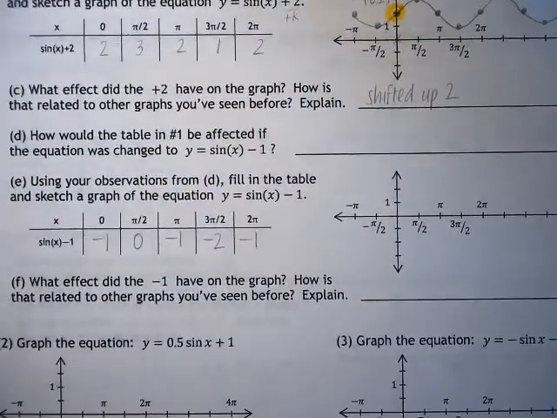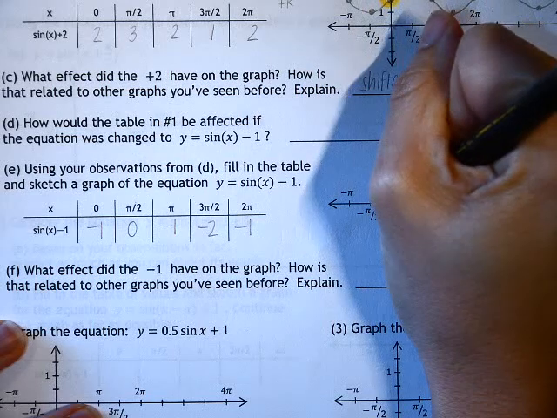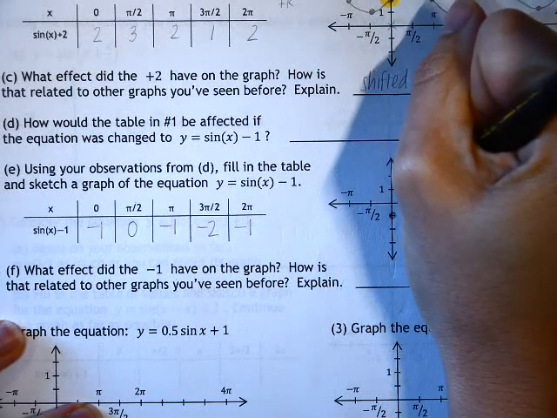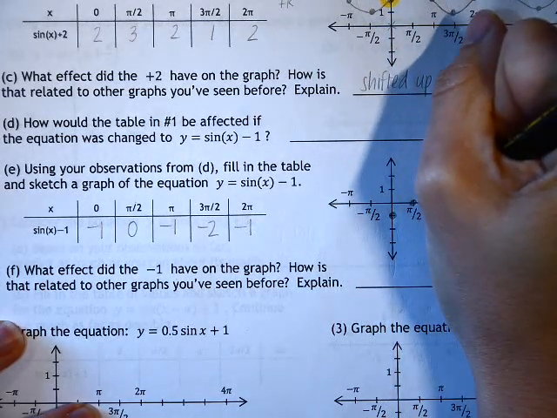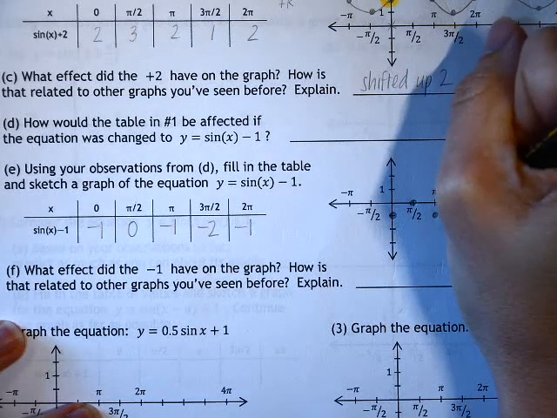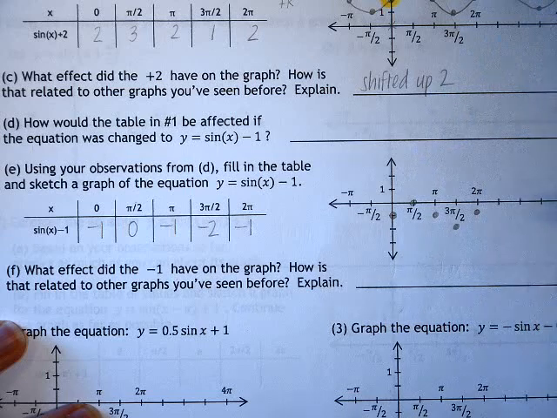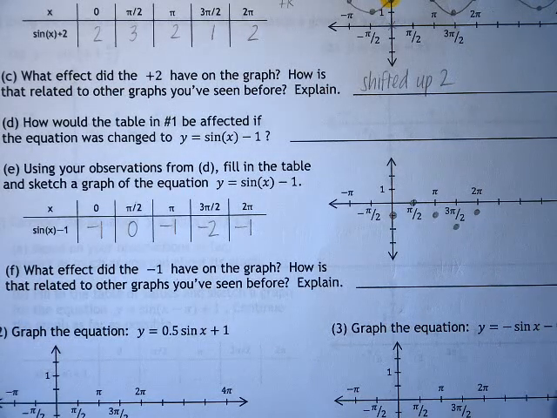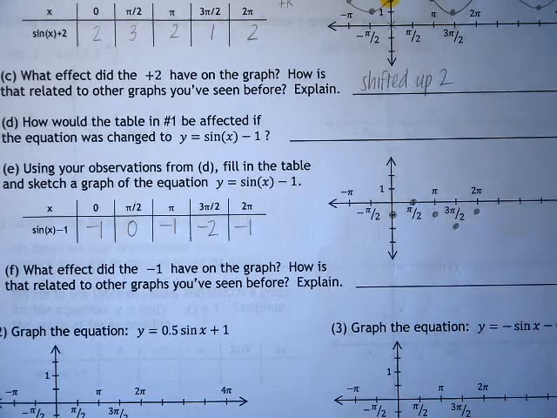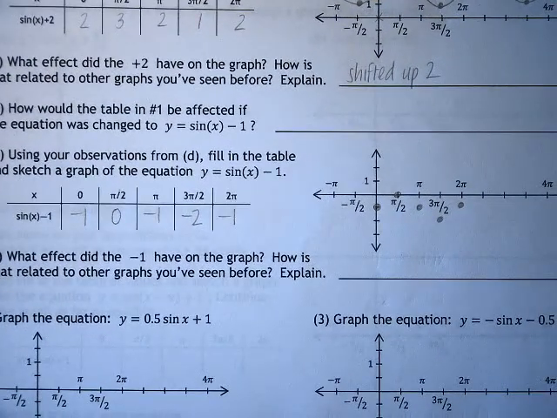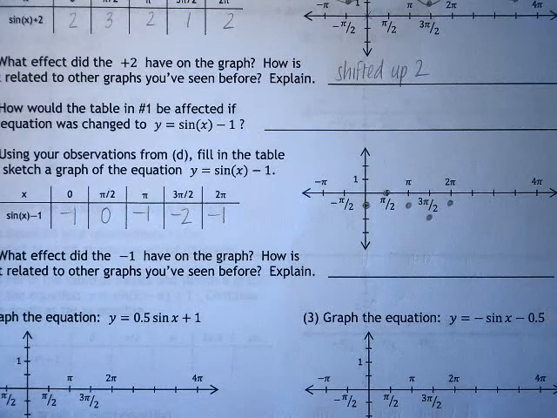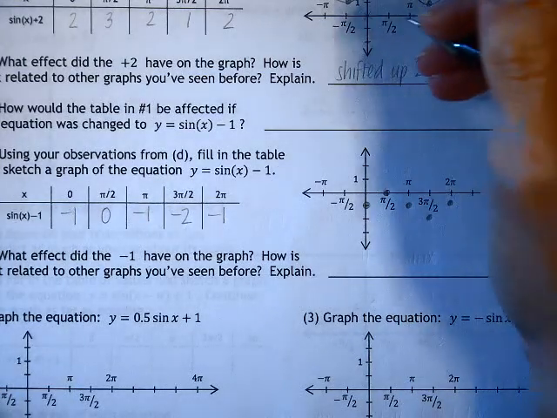Now I'm going to plot those points. So 0, negative 1, pi over 2, 0, pi, negative 1, 3 pi over 2, negative 2, and 2 pi, negative 1. You'll notice I graphed kind of quickly, but only because I want to make sure that we have a chance to just kind of see the pattern emerge. And if you need to, you can always pause the video at any time so you can catch up, especially if it takes you a little bit longer to plot the points.